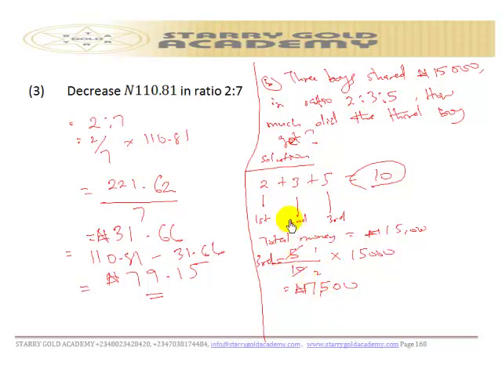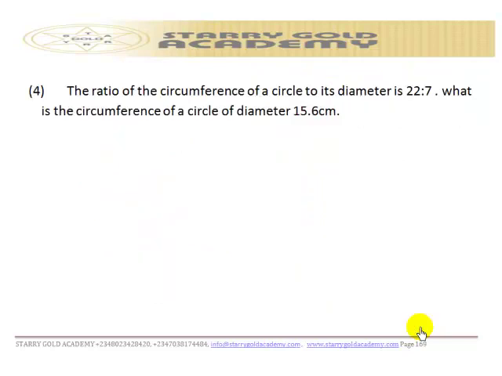If I ask to find the second, you do the same. The ratio of the second is 3 over total ratio 10 times 15,000. Cancel 0 with 0. 15 times 3 is 45, and 00. So the second boy got 4,500. You do the same for the first boy. So this is another way to use ratio, comparing how much each boy got.